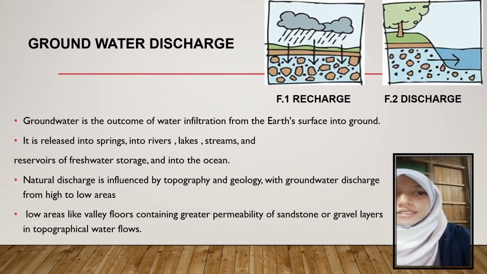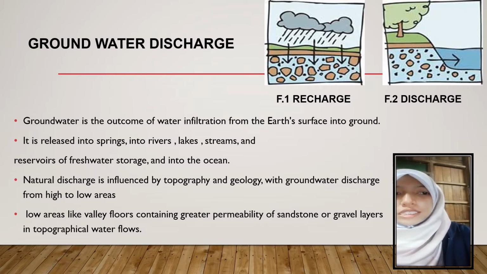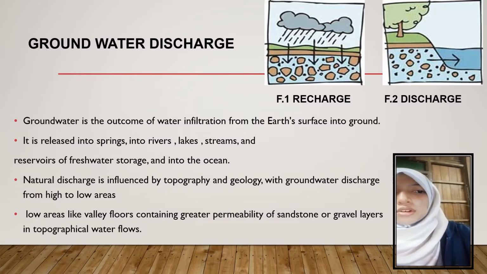Groundwater discharge is the outcome of water infiltration from the Earth's surface into the ground. It is released into springs, rivers, lakes, streams and reservoirs of the freshwater storage, and into the ocean. Natural discharge is influenced by topography and geology, with groundwater discharging from high to low areas. The low areas, like a valley floor, contain a more permeable sandstone or gravel layer in the topography where water flows.